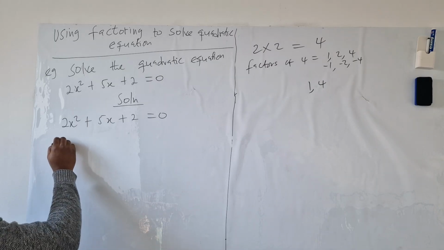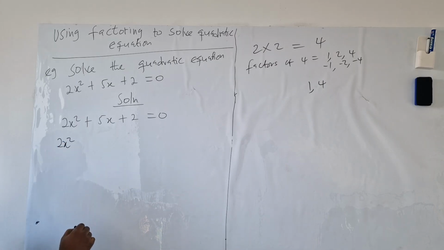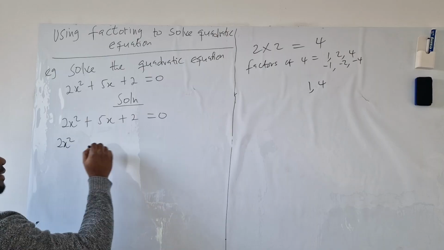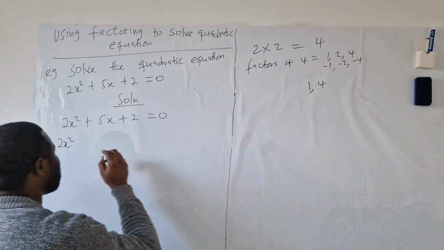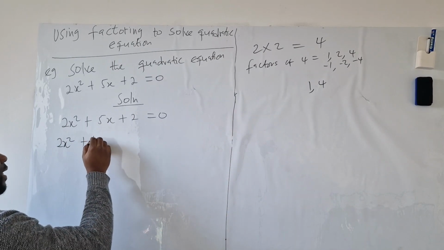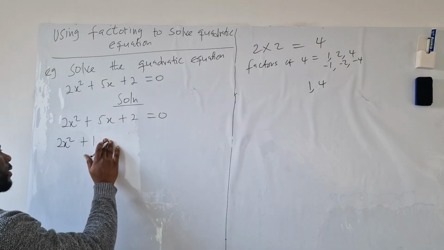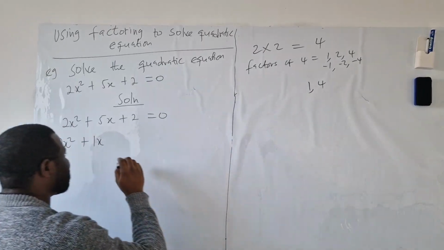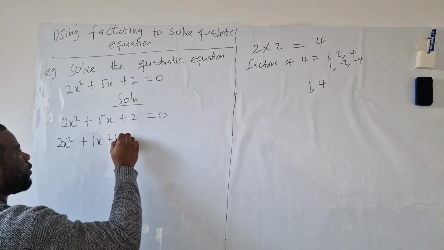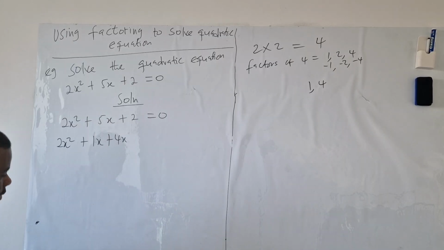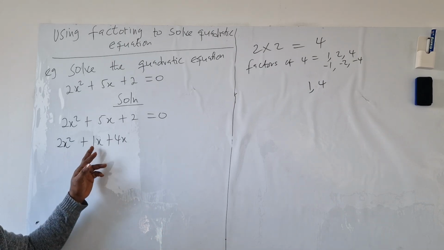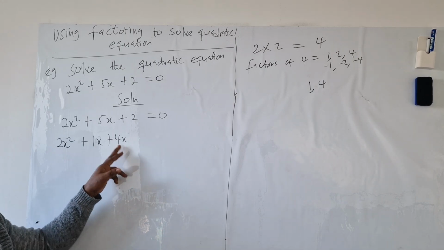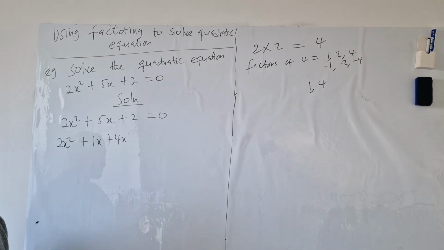So that's going to give us 2x squared plus, this is positive 1. So plus 1, we attach x. Then the other one is also positive 4, that is plus 4. We also attach x. Good. So these 2 numbers, 1 and 4, are replacing the 5.